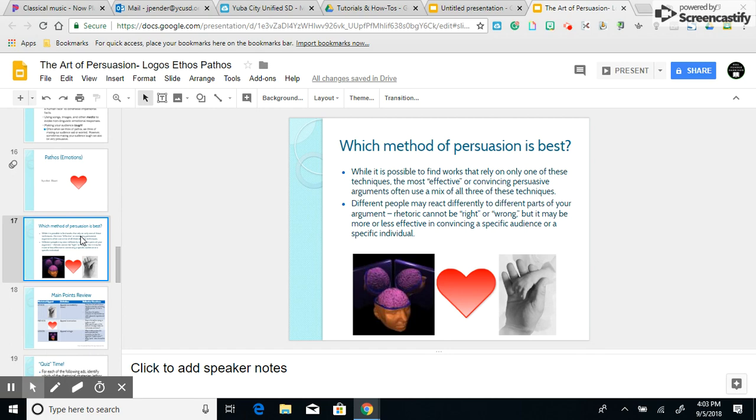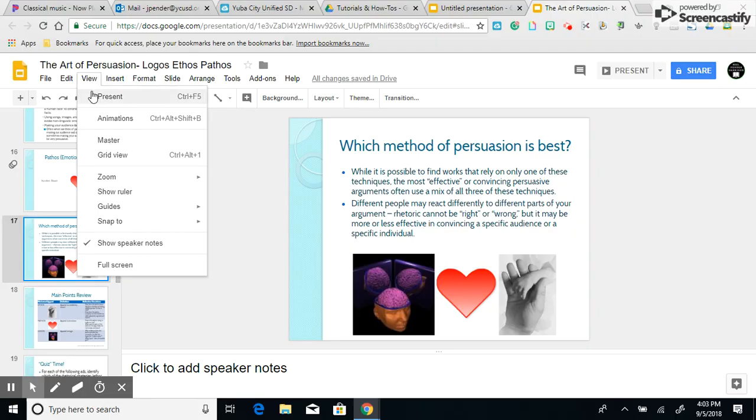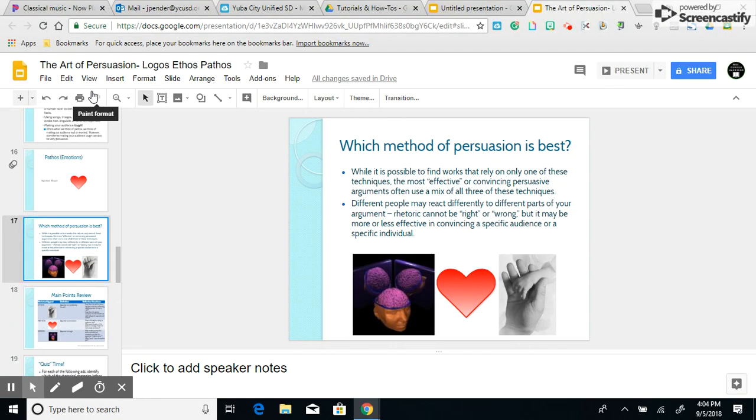Sometimes I have students who may ask which method of persuasion is best. While it's possible to find a text that relies on only one of them, the most effective or convincing persuasive arguments will often mix all three of these types of techniques. Different people may react differently to different parts of your argument, so rhetoric cannot be right or wrong. It's either effective or ineffective, depending on your audience.